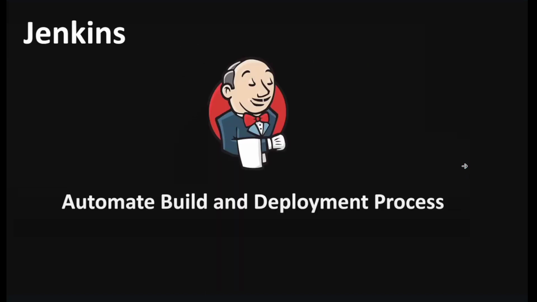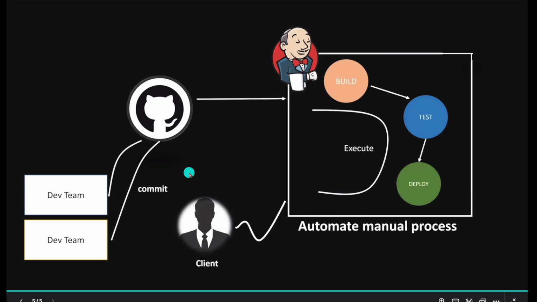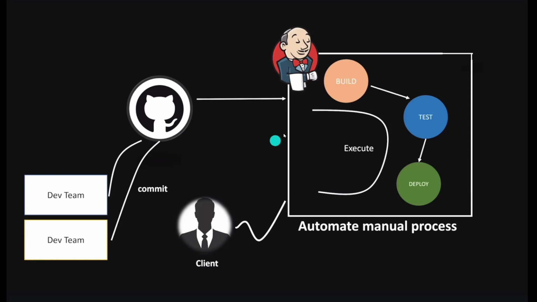Now with Jenkins, the task is automated. We just have to commit on GitHub, and then we write a Jenkins CI/CD pipeline. In the Jenkins CI/CD pipeline, the build, test and deploy, meaning the execution part, is managed by Jenkins. We just commit on GitHub, and the rest of the things are managed by Jenkins.